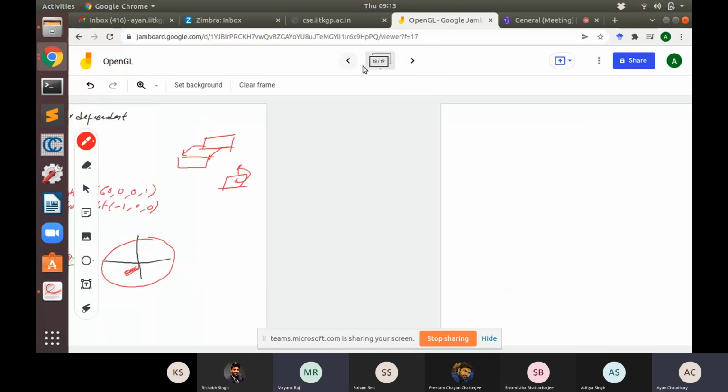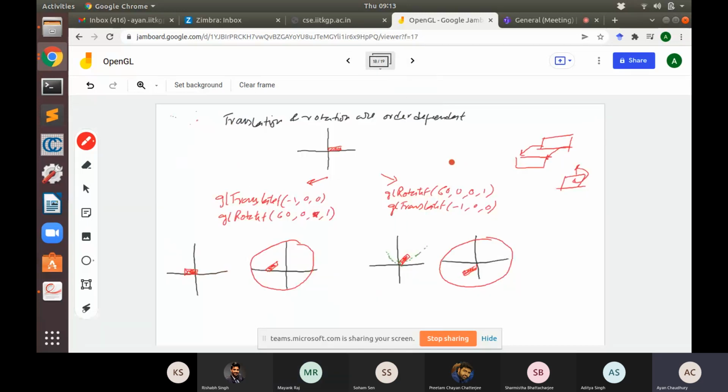Sir, what is the axis of rotation in the first case? I cannot hear you. Can you please speak a bit louder? Sir, what is the axis of rotation in the first case? So in the first case, I'm rotating about the y-axis. Yes, in both cases actually.